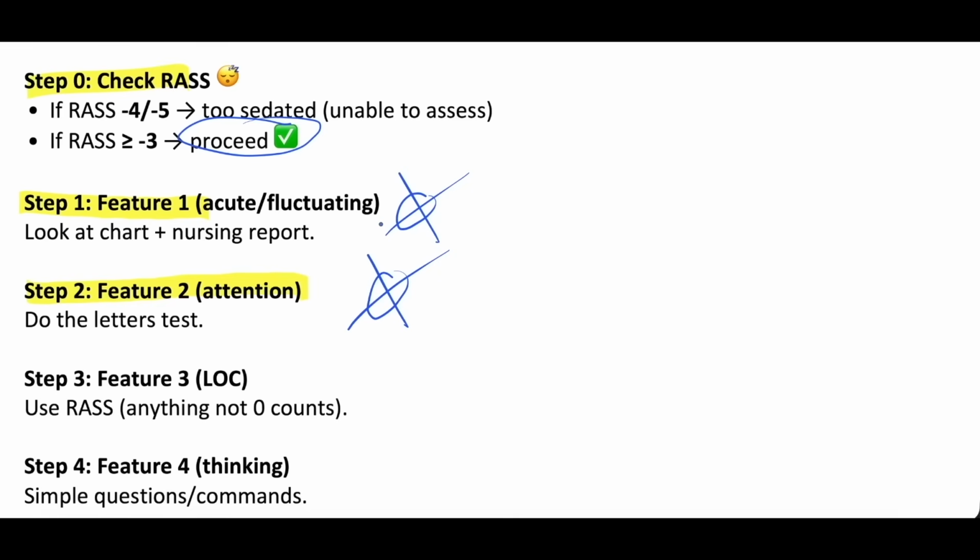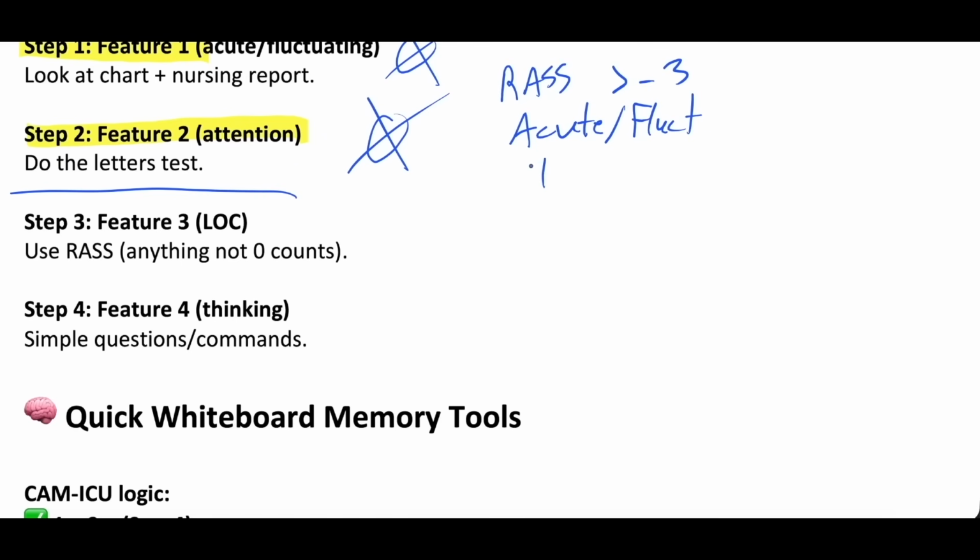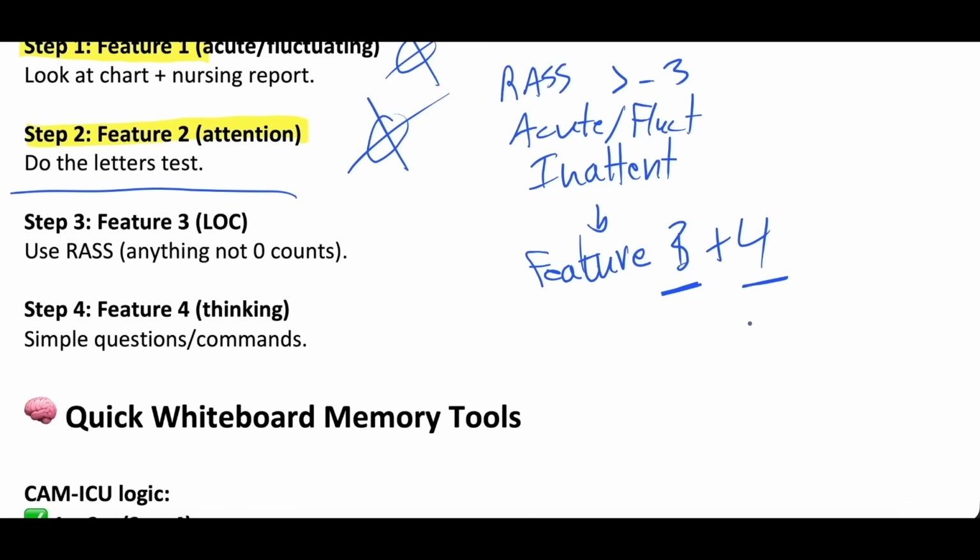If they have acute onset and/or fluctuating mental status, that's feature 1, move on to feature 2. If they have inattention, move on to feature 3. And once you're past feature 2, if they have a RASS that is less negative than -3, if they have acute onset or fluctuating, and if they have inattention, then you're going to be doing both feature 3 and 4, right? Because we talked about how it's now at this point either. If you have feature 3 or feature 4, it's still going to be positive.